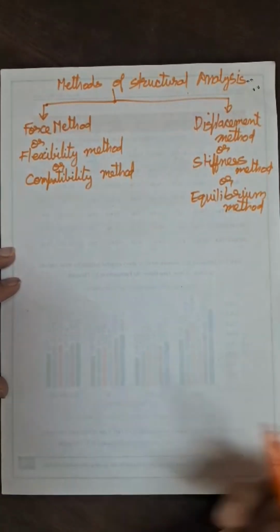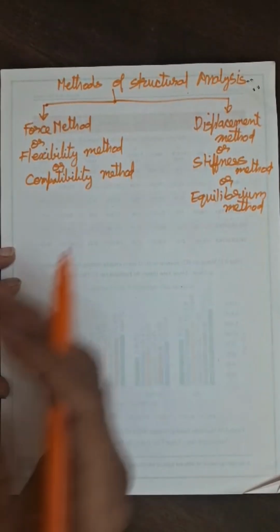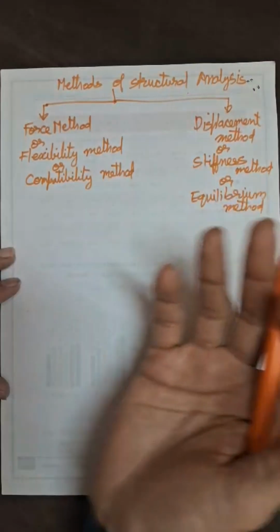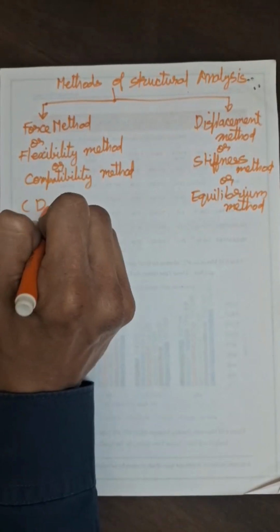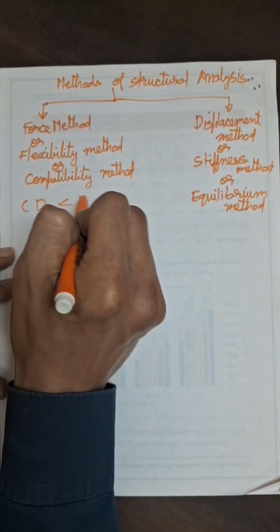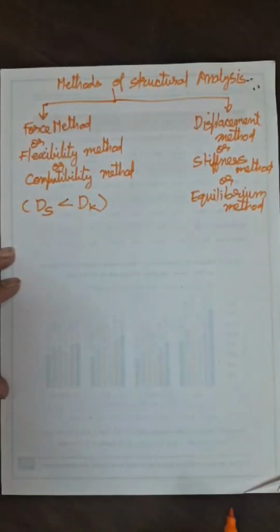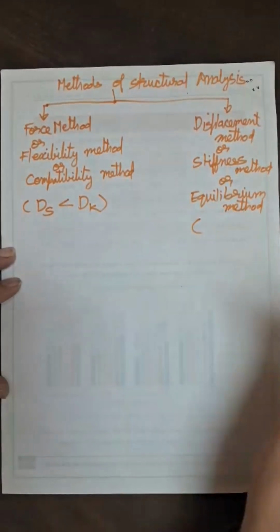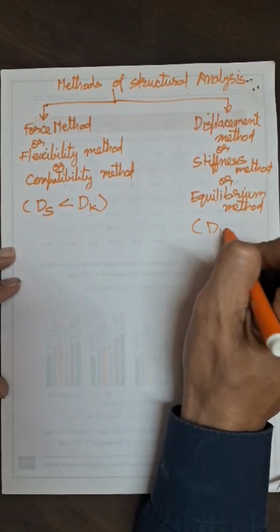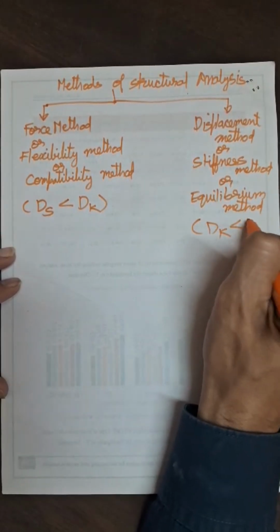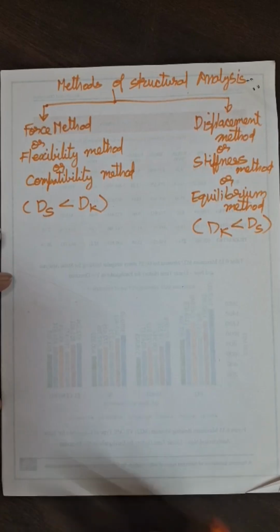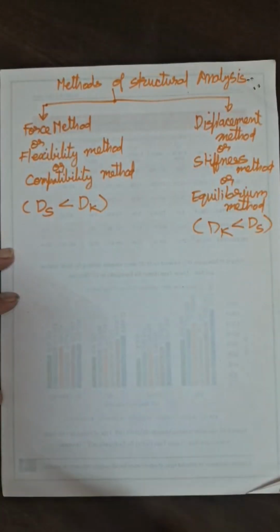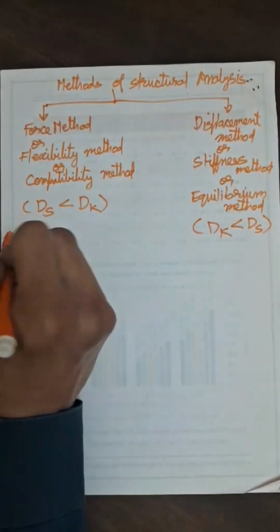Now we have to know where and in which case we have to apply force method or displacement method. So remember one thing, when static indeterminacy Ds is less than kinematic indeterminacy, we are going for force method, and in the other case when kinematic indeterminacy Dk is less than static indeterminacy, we are going for displacement method. Now we should know which are the different methods under force method and which are the different methods under displacement method.